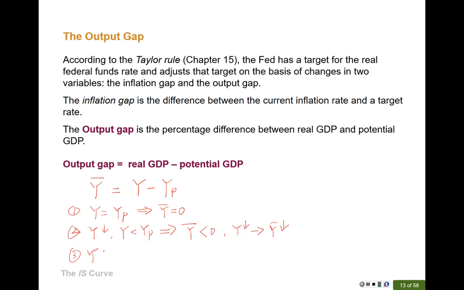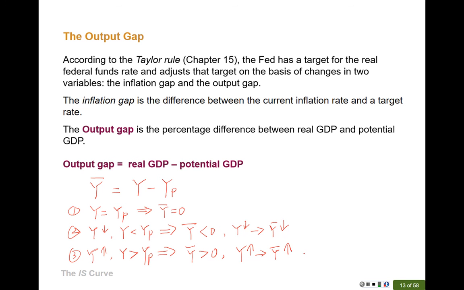If real GDP goes up, again we assume a real GDP increase above the potential GDP, so Y will be greater than YP, and we know the output gap in this case will be positive. So again, if a real GDP increases, the output gap increases as well.